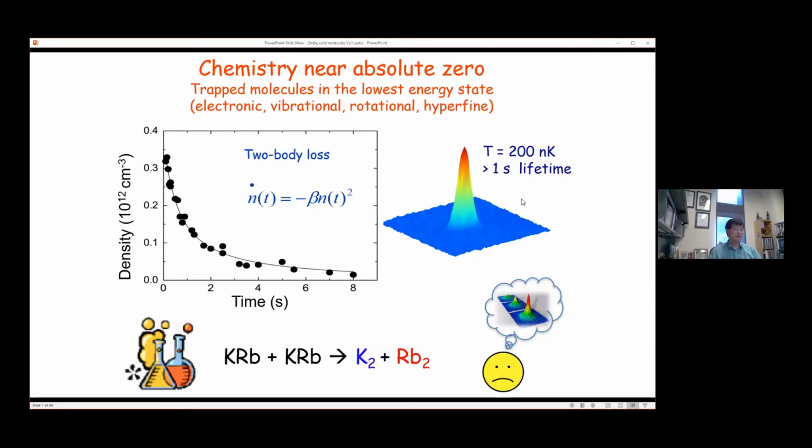So our task is, well, first let's understand what's going on. And the second is, if we can understand what's going on, we can prevent it. And if we can prevent it, then we can go on to do the physics that I talked about yesterday, whether it's quantum many-body physics or studying precision measurements and so on with the cold molecules.